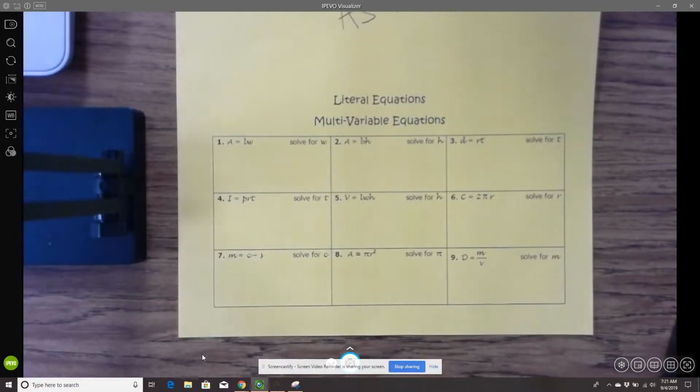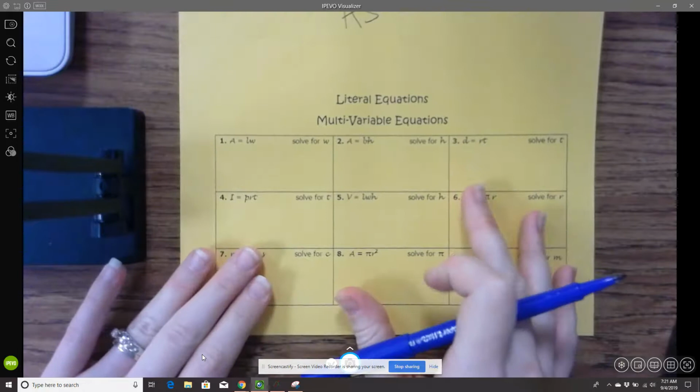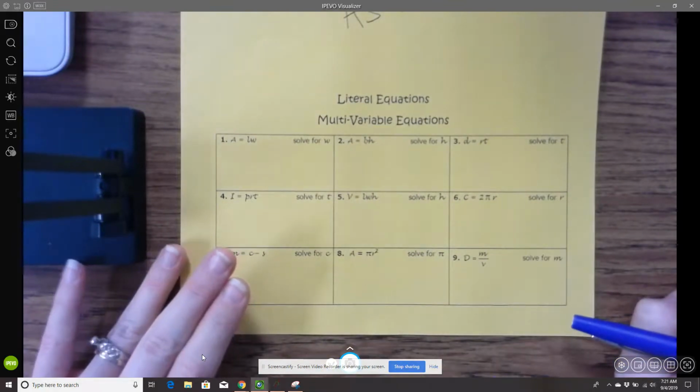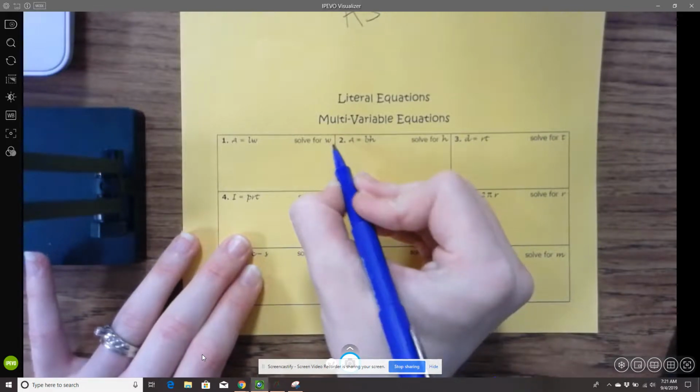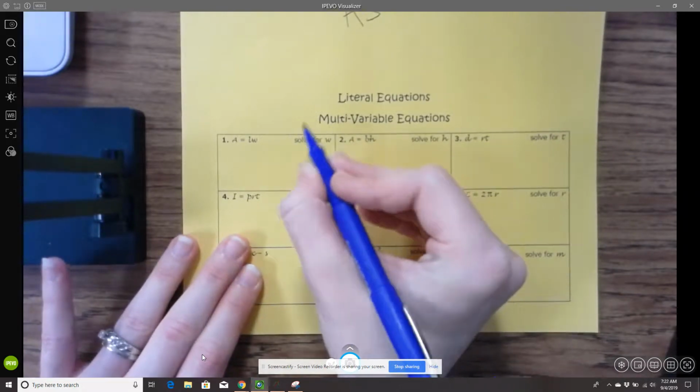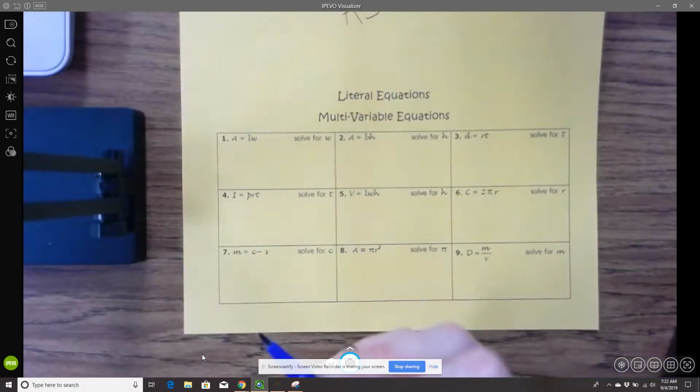This video is for literal equations and multivariable equations. In situations like this, we're not necessarily solving for a value, we're solving for a letter. So in number 1 here, it says solve for W. The goal is to get W on a side by itself.